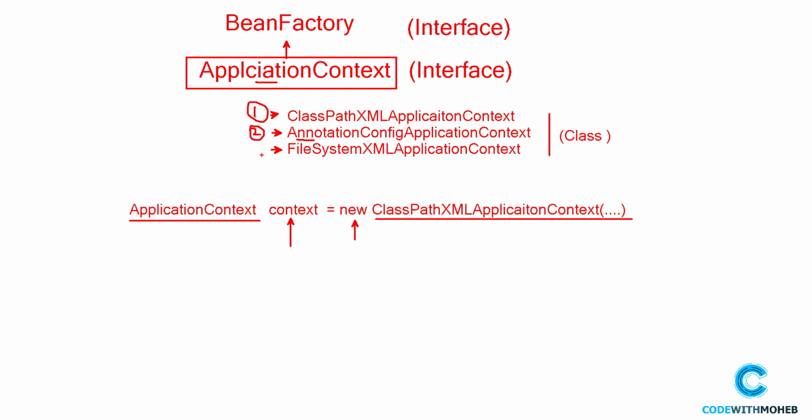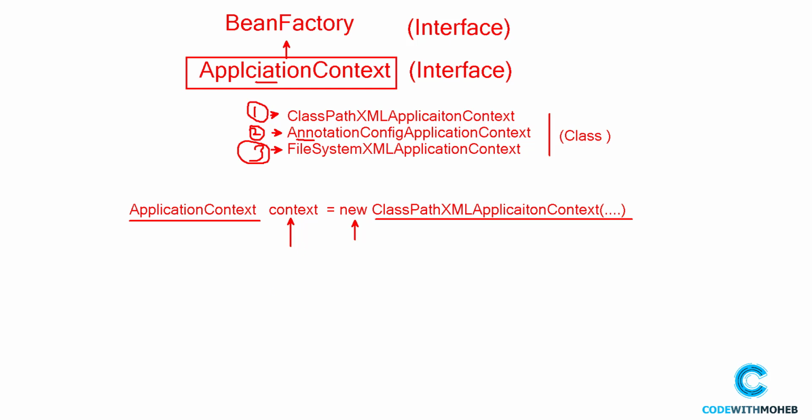And the third one is the file system XML application context. It searches the XML file from the file system. This means that if we have the configuration file inside a given file location, then it will search for the configuration file there. So these are the three important implementation classes through which we can access our XML files.